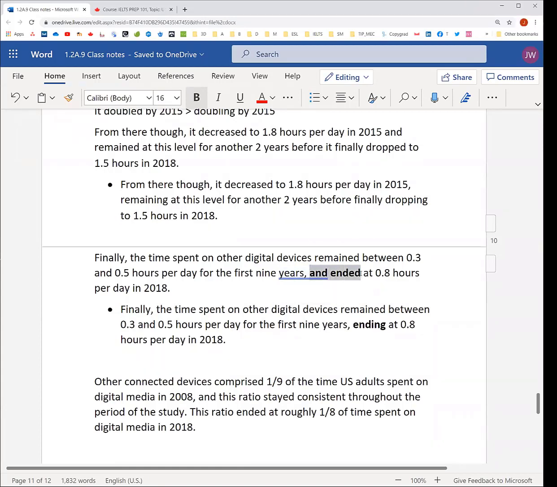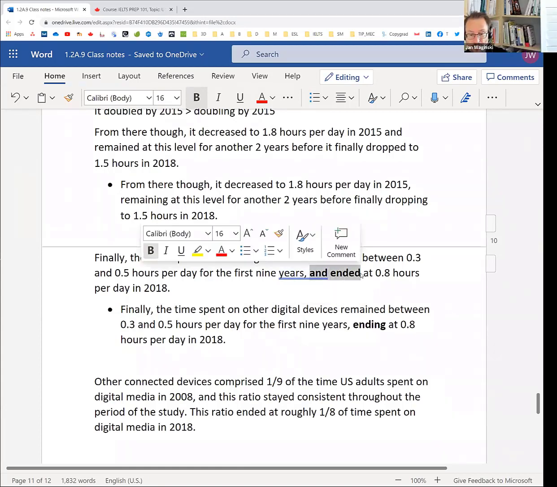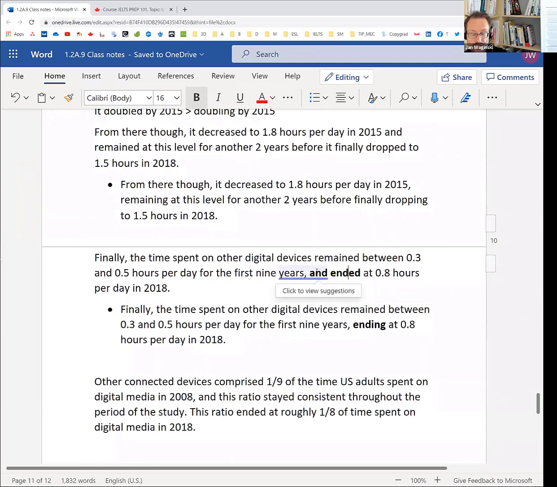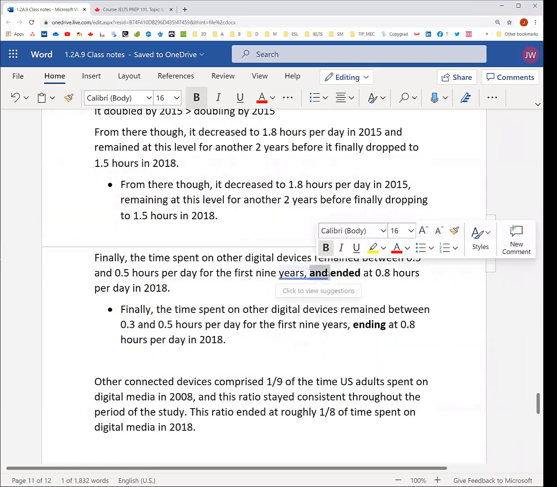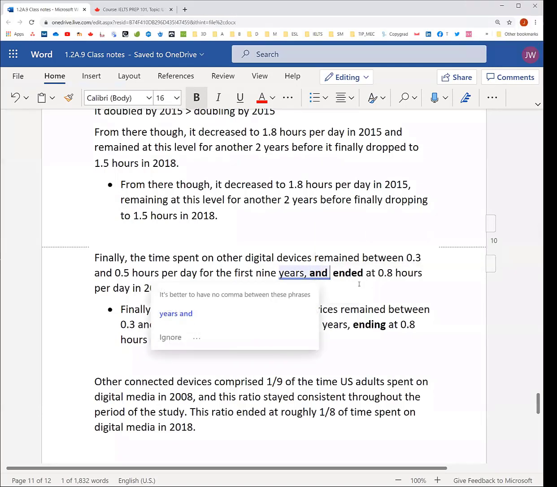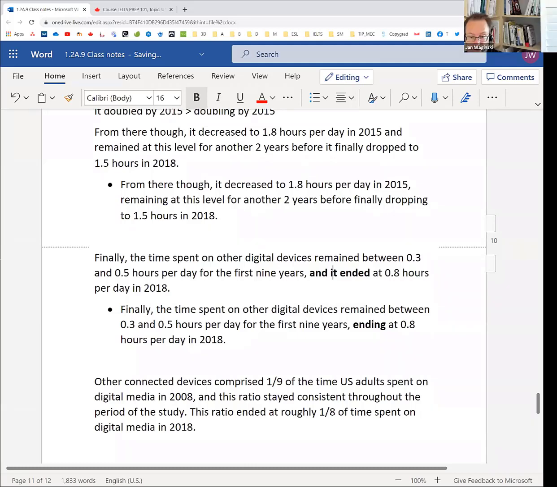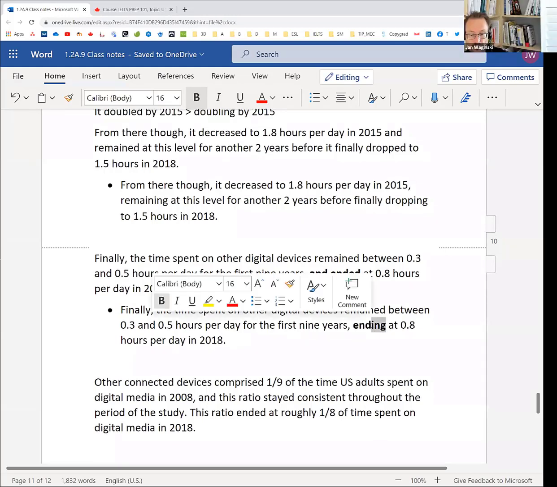And it ended or and ended, doesn't matter. The same rule applies. You would usually, not always, usually get rid of the conjunction. If you had it, you'd get rid of that too. If you had any auxiliaries, you would get rid of those too, and just change the verb into the participle.